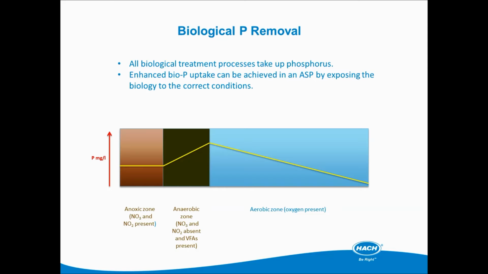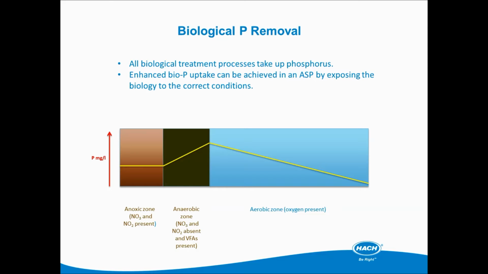However, in bio-P removal plants, a different type of bacterium is selectively enhanced, and these are known as PAOs, standing for polyphosphate accumulating organisms, and these can contain between 5 and 7% phosphorus. To encourage the growth of these bacteria, they require two conditions. An area of the plant rich in volatile fatty acids, and this area also has to be free of oxygen, nitrate and nitrite.